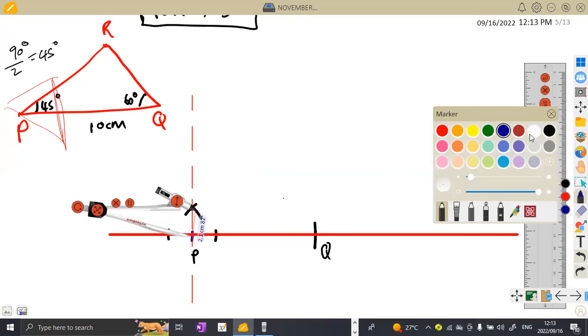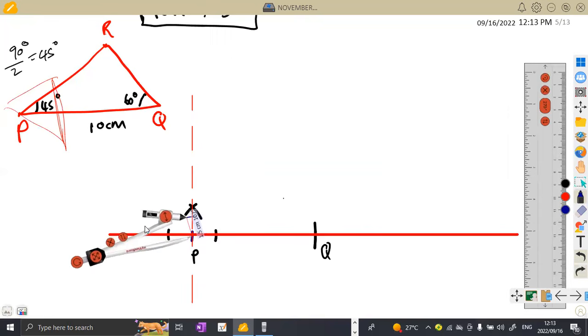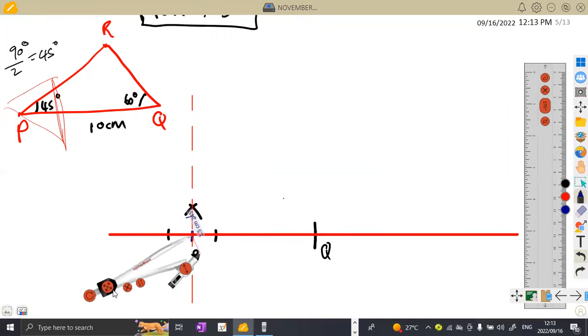Which one can I use? Even black. No, black is already there. Let's use blue. Okay, so I'm just going to mark an arc. Let me just get a little bit back here. Okay, so I mark an arc on this side. I also have to mark an arc on this other side of the line here.